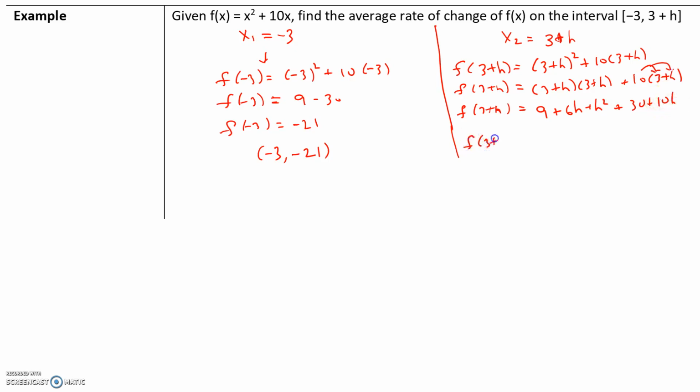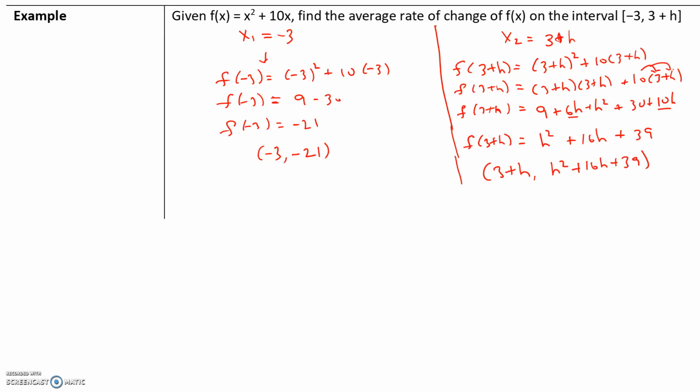And let's combine our like terms. So we have an h squared. Let's put that first. And then we have 6h plus 10h, which gives you a 16h. We have 9 plus 30, which is a 39. Okay, so our second ordered pair is going to be the input is 3 plus h, and the corresponding output is h squared plus 16h plus 39.